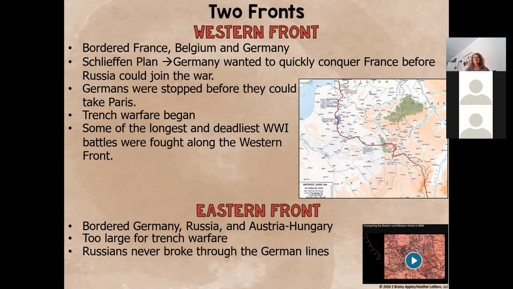Some of the longest and deadliest World War I battles were fought on the Western Front because of this trench warfare. Now, the Eastern Front is over on the Germany, Russia, and Austria-Hungary borders. It's too large an area for trench warfare. When we talk about the lines, and that they never broke through the lines, that simply means those are areas of concentrated soldiers, troops. That is considered your line.